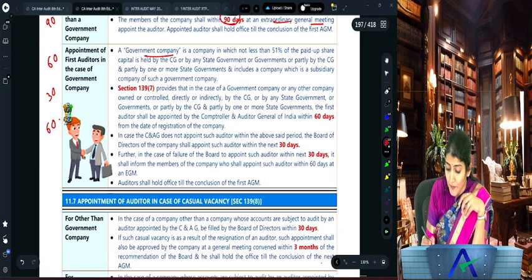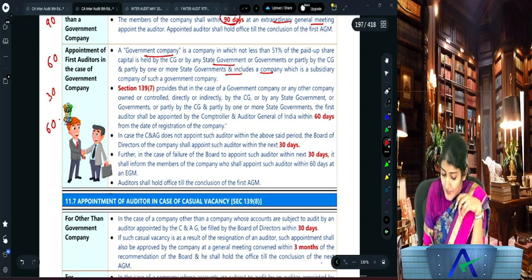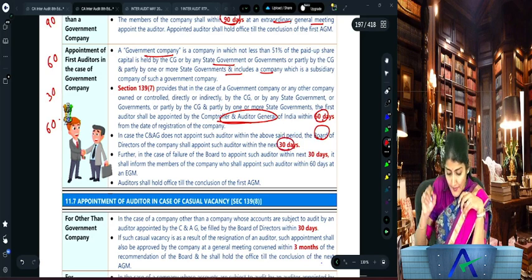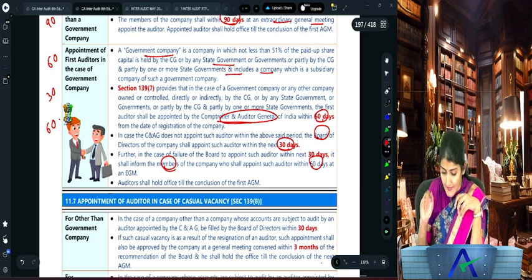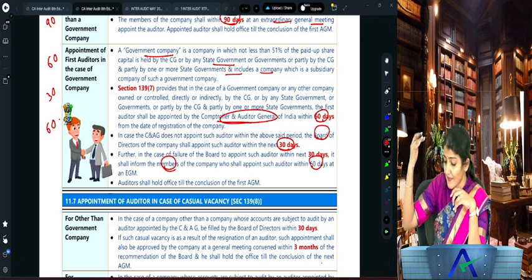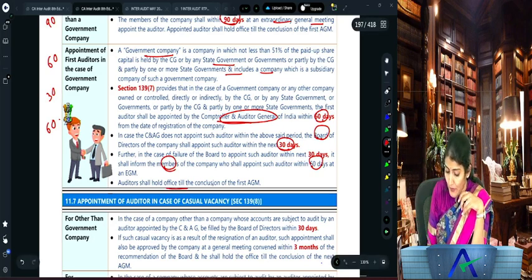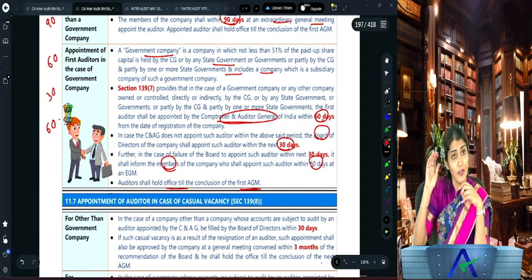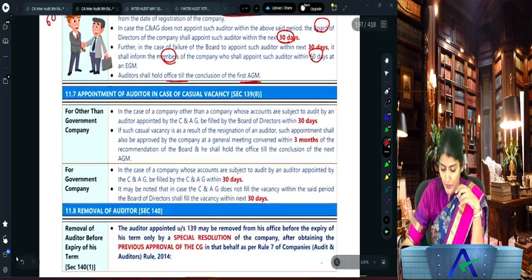And for a government company and other deemed government companies, the auditor will be appointed by the CAG within 60 days. If the CAG fails to appoint, then the board of directors will appoint within the next 30 days. If the board fails to appoint, then the members will appoint within the next 60 days. So 30, 90, 60, 30, 60. And the auditors will hold office till the conclusion of the first AGM.